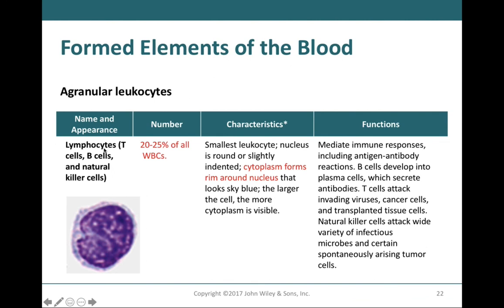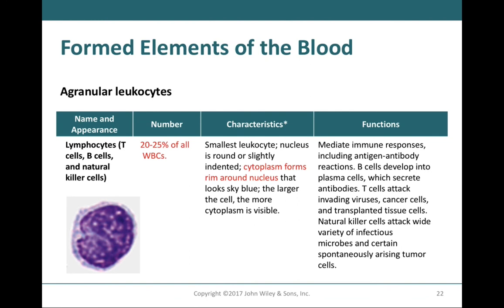Now, the lymphocyte is an extremely important white blood cell. And these are also going to be considered the second most common white blood cell that we have. These make up about 1/5 to 1/4 of all of the white blood cells that can be found floating around in the blood. Now, there are several types of lymphocytes: the T cells, the B cells, and the natural killer cells, and we'll elaborate a bit on each of these.